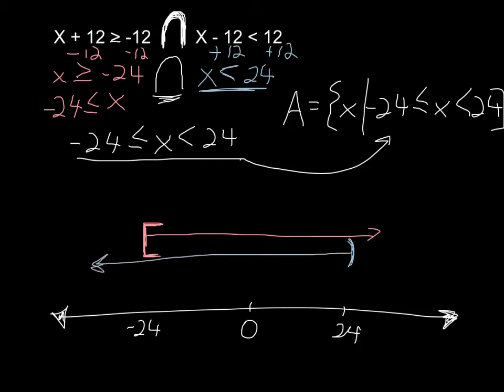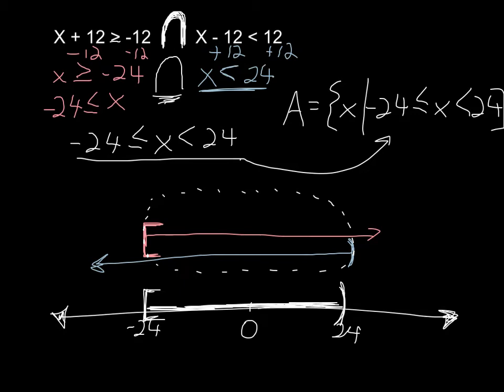And intersection means we take the overlapping part. So at negative 24 we have a square bracket. At 24 we have a round paren, and the intersection is everything in the middle.